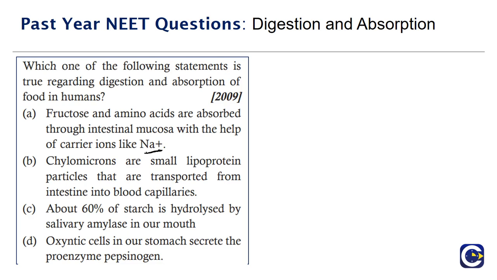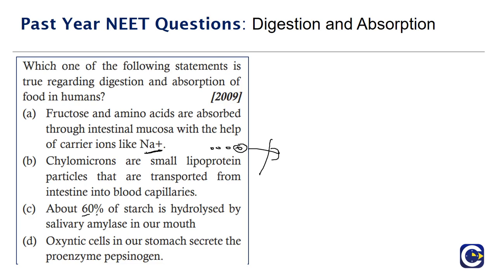Chylomicrons are small lipoproteins that are transported from the intestine into blood capillaries. This is more or less right, but we have only one option, so we have to go for the most apt option. Chylomicrons are generally small particles, right? We have the lipoproteins, that is, they have the fat particles at the center, and we have the proteins to pass through the intestinal mucosa, but they generally get into the lymph only.